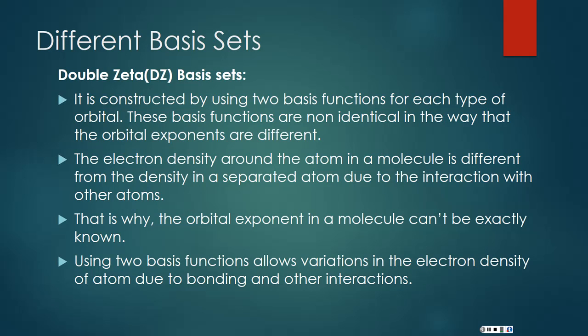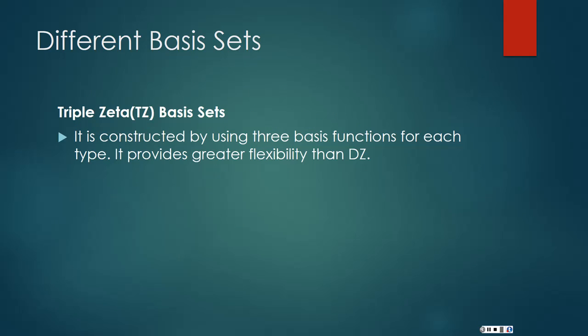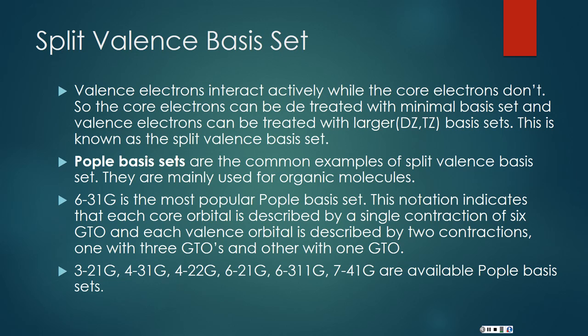Because the electron density of an atom in a separated condition and the electron density of an atom in a molecule are not the same, due to the interactions of other atoms. So in a molecule, the electron density of an atom can be predicted by the orbital exponent. So if we use more basis functions for that, we can allow the variations for these basis functions. These double zeta or triple zeta basis sets will be discussed in the later types of basis sets.